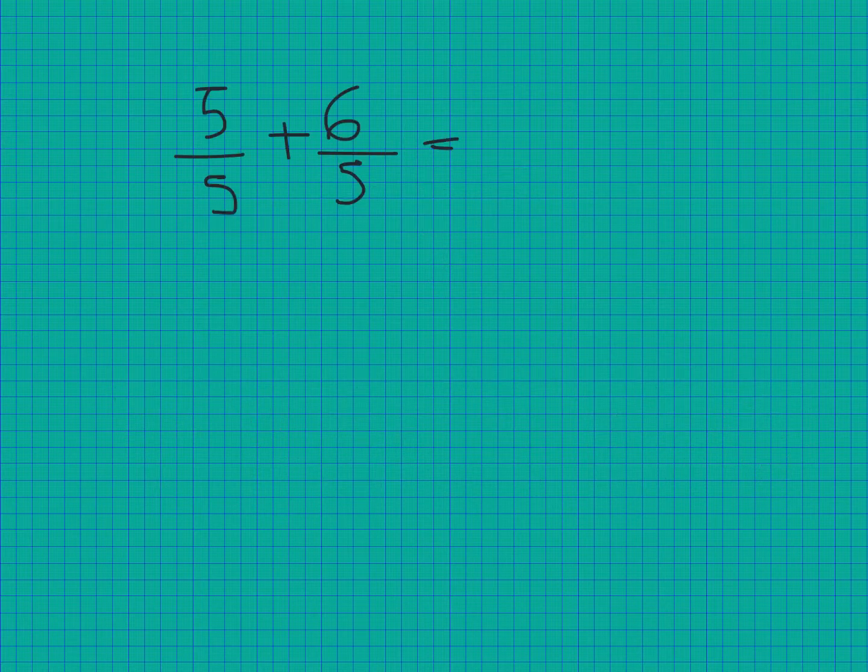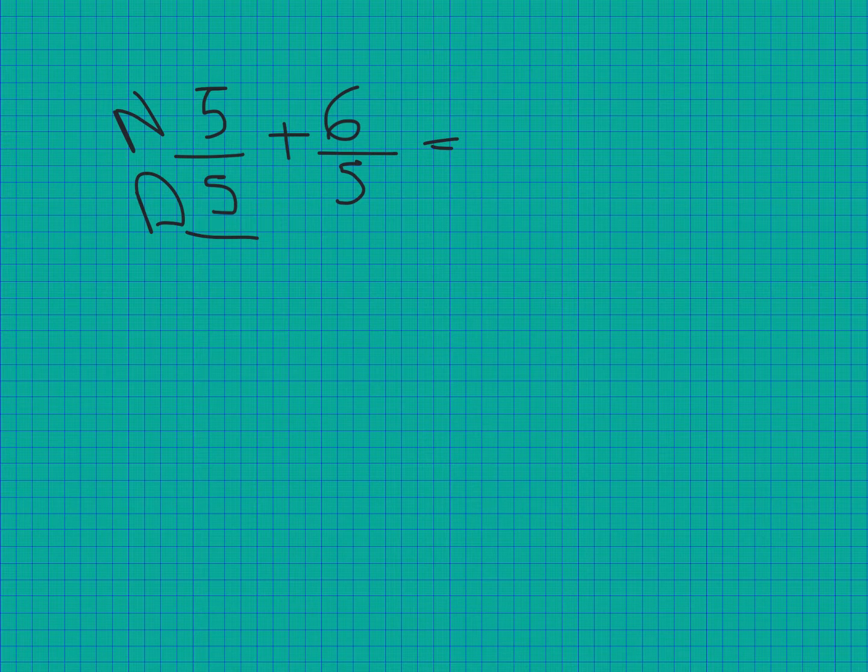So our first example is going to be 5 over 5 plus 6 over 5. Something that we have to understand about fractions is that we always want the denominator to be the same. So this is the denominator, the bottom, and the numerator is the top.